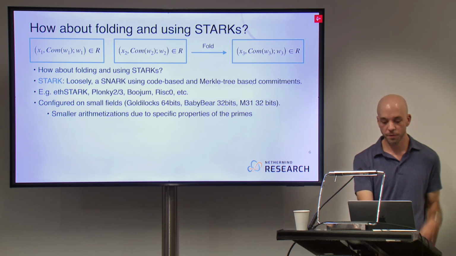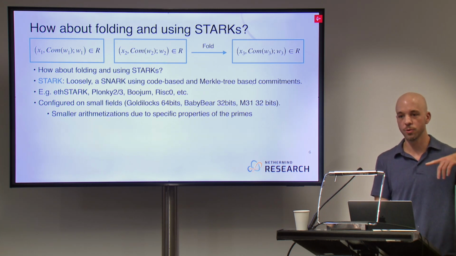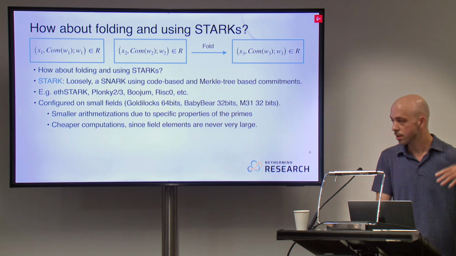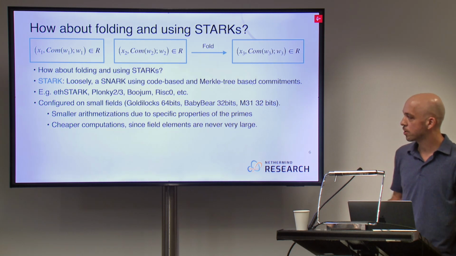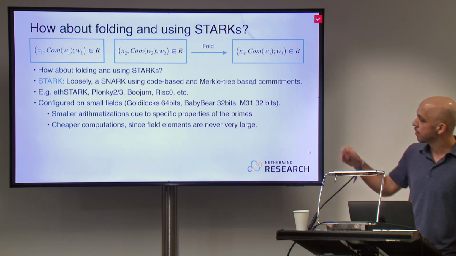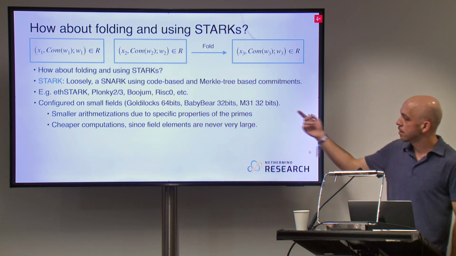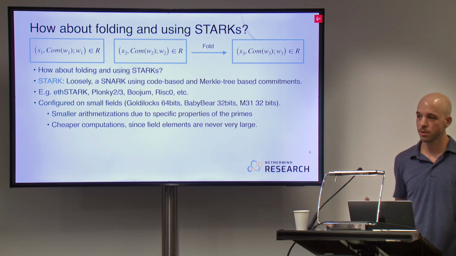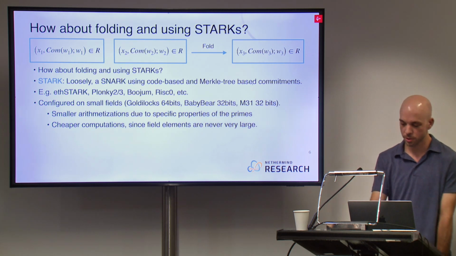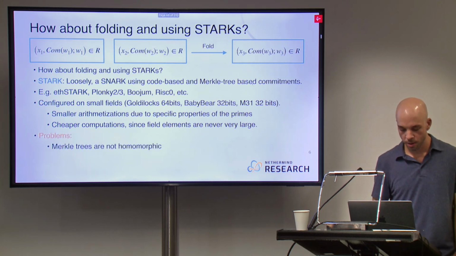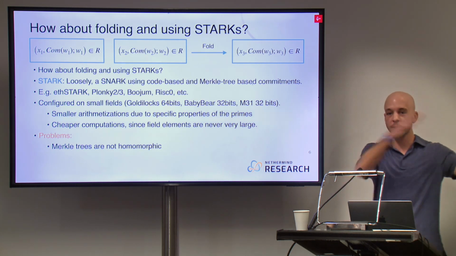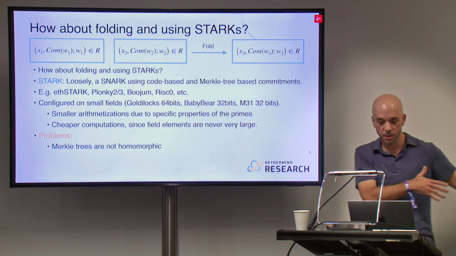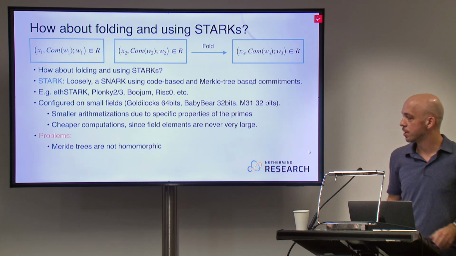This is really good because, first, these primes have certain properties that allow us to build smaller arithmetizations of computations. And second, computations overall are cheaper because field elements are never very large here. If you take the inverse of a field element, the inverse in Baby Bear, for example, will have 32 bits instead of 250 bits if you are working on a large field because you are bound to use elliptic curves. So that's very nice. But if we want to use the folding scheme seen from 5,000 kilometers away, which I described previously, we run into problems. The first problem is that Merkle trees are not homomorphic.